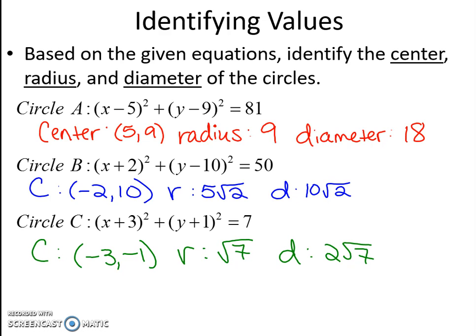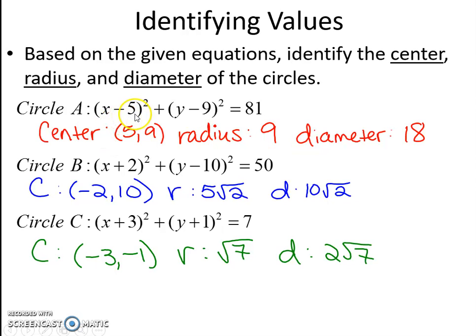So, identifying values. Based on the given equation, identify the center, radius, and diameter of the circles. So this is circle A, B, C. We have three different circles. This is the equation of circle A. Here, the center will be 5 and 9. Radius is square root of 81, which is 9. Diameter is 18, because 9 times 2 is 18.